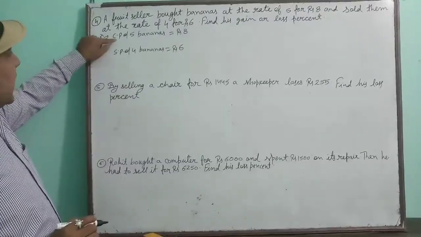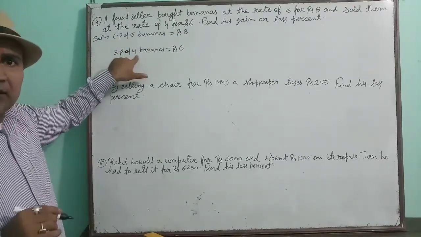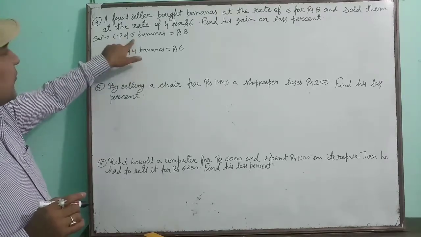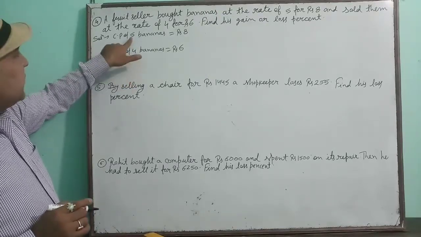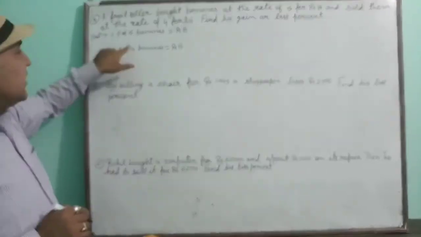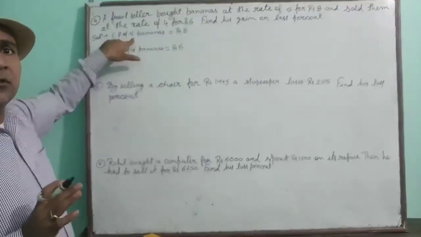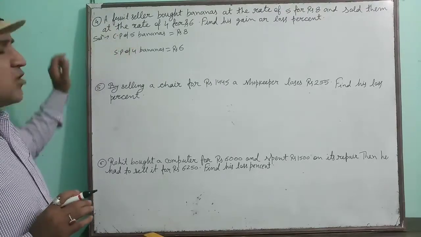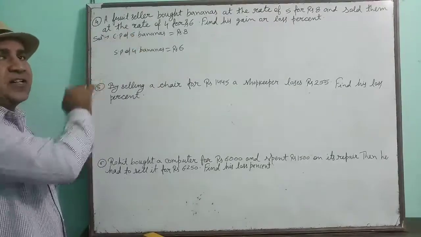Children, you can see that the cost price of 5 and the selling price of 4 is given. To find the gain or loss, the number of articles for cost price and selling price should be the same. If here is 5 bananas, then here also it should be 5. Otherwise, if here is 4, then here also it should be the cost price of 4 bananas. But it is not equal. So first we will make the number of articles equal.